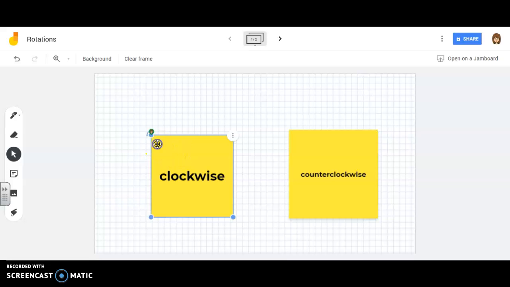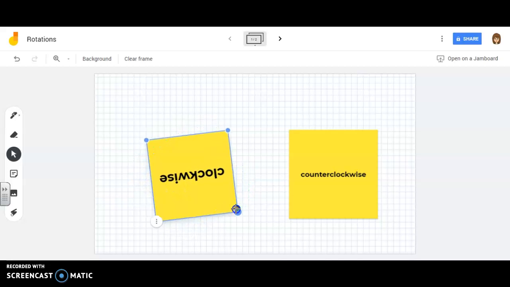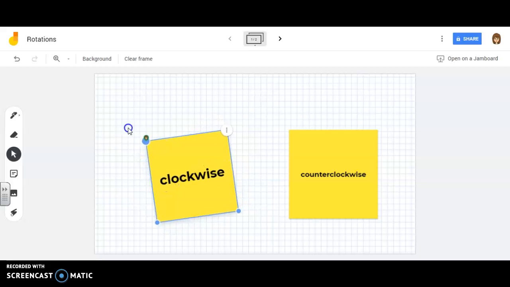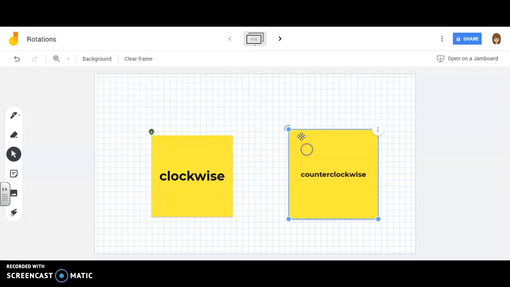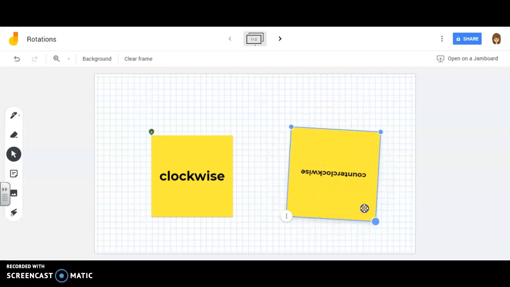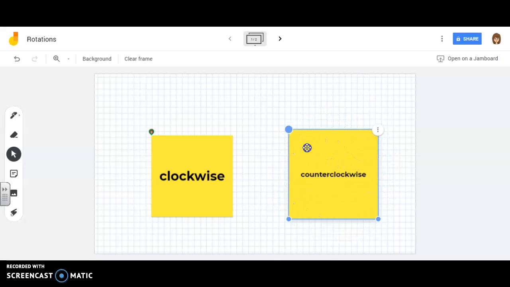Two words you will come across today are clockwise and counterclockwise. This will tell you which way to spin the shape. So if something is turning in a clockwise direction, they are going in the direction that the hands on a clock go. If something is going to be turned counterclockwise, it means it's turning the other way than the way the hands move on the clock.